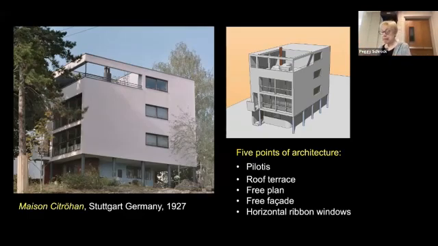A free plan means that if you're having one of these built, you can have the walls put wherever you want them to. It's free for you to choose where you want these interior walls. You can have the same building, but each person gets to decide where they want the walls. In the same way, the free facade, meaning you decide where your walls are. You can also decide where you want your windows, because we can put them anywhere because of the structure of it. So free plan, a free facade, and then horizontal ribbon windows.